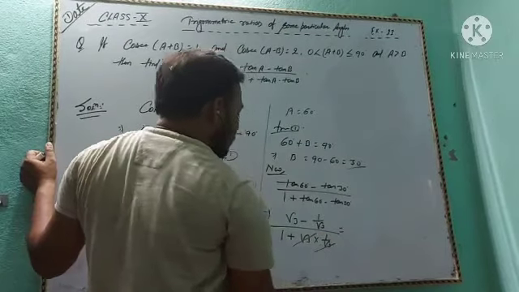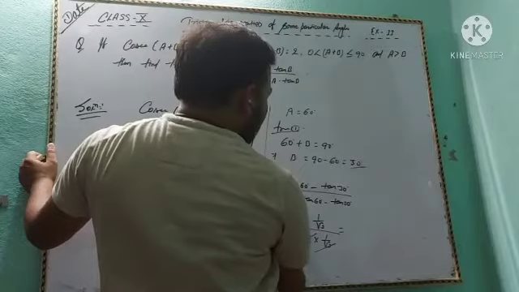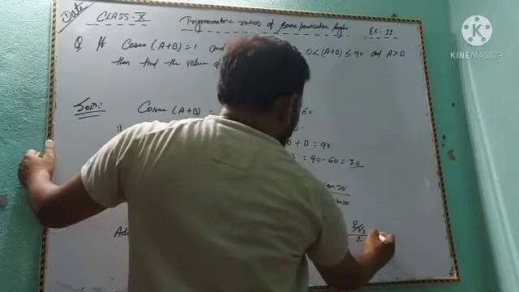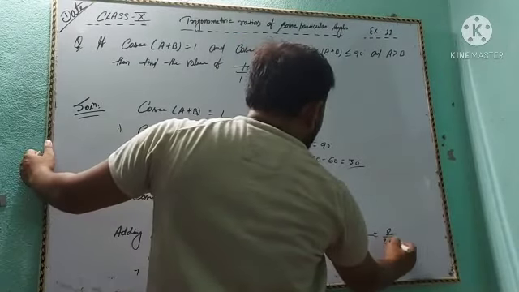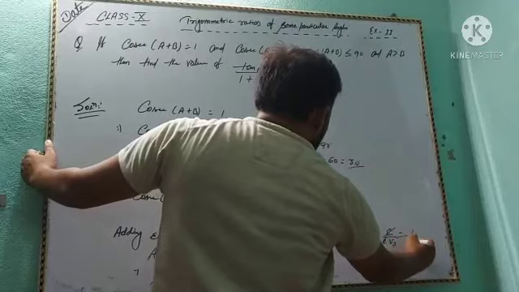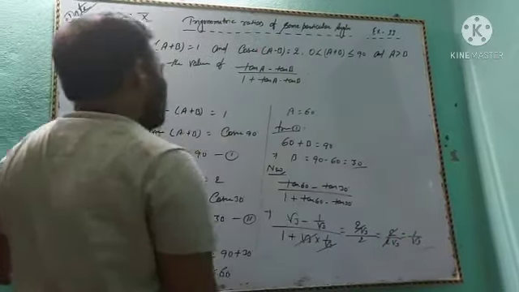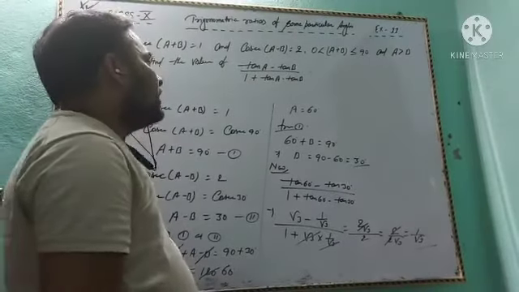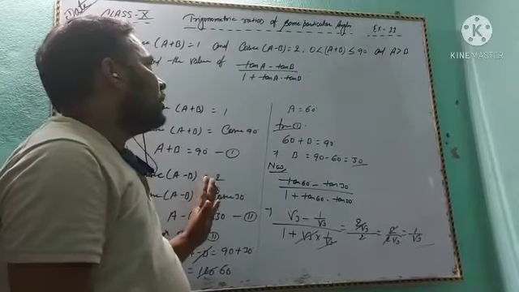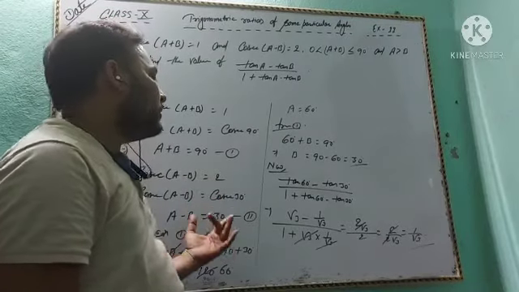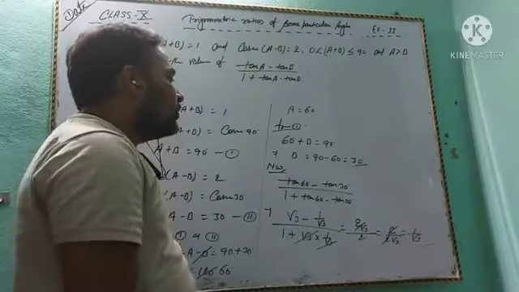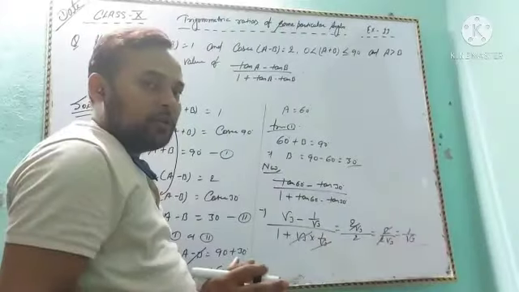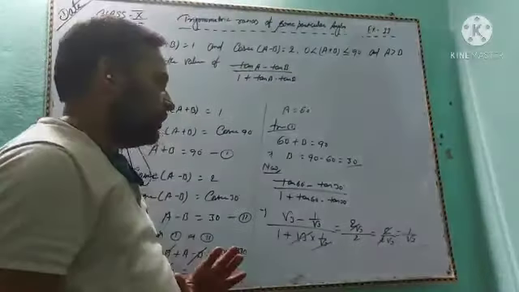Root 3 is cancelled. Okay, so root 3 multiply root 3, 3 minus 1, that is 2 by root 3, divided by 2. Okay, so 2 by 2 root 3, 2 is cancelled, that is 1 by root 3. So students, the value of tan A minus tan B divided by 1 plus tan A into tan B, here A is equal to 60 degree and B is equal to 30 degree, is 1 by root 3. That is 1 by root 3, the value of tan 30 degree.